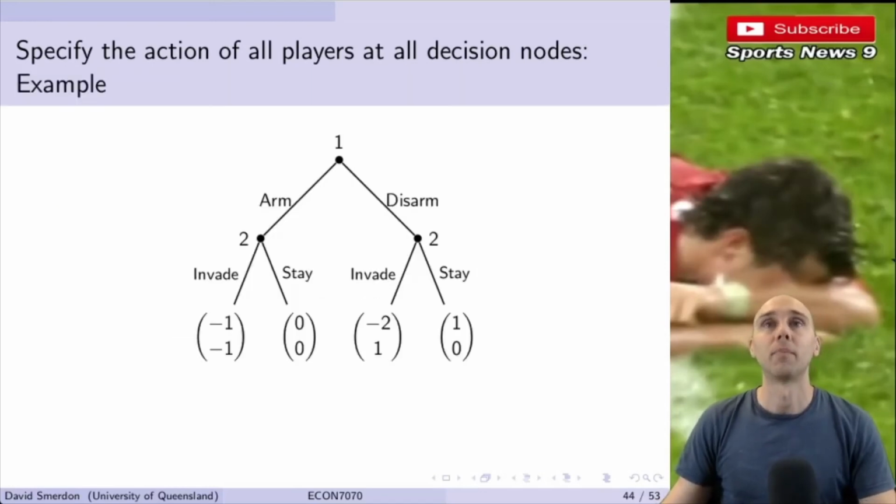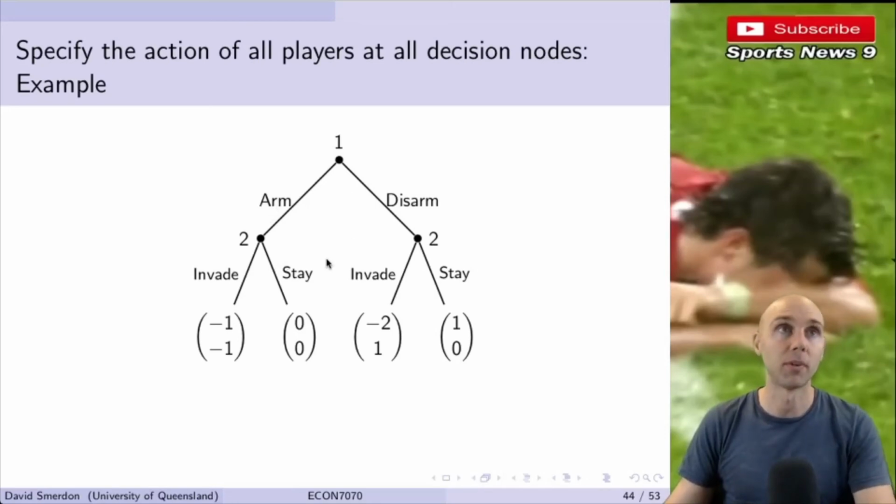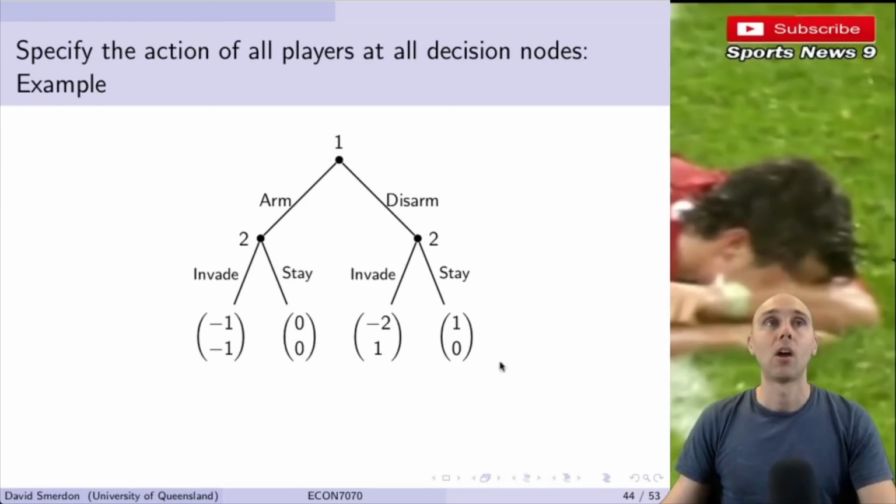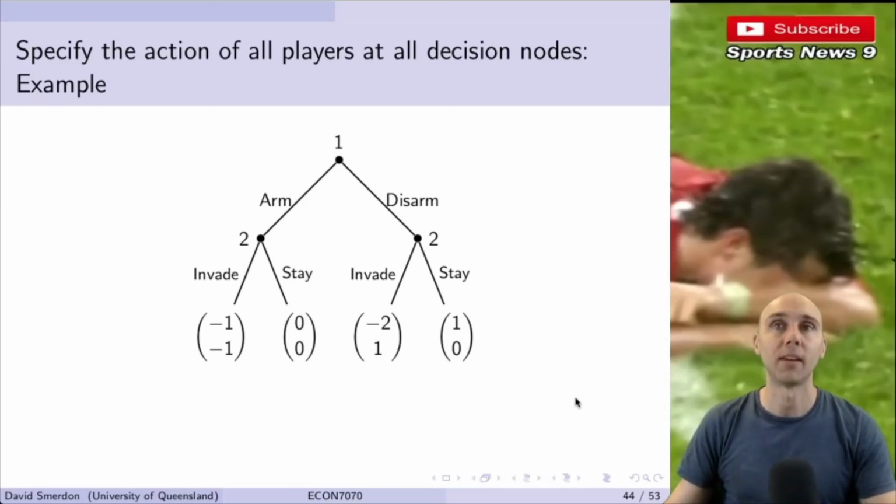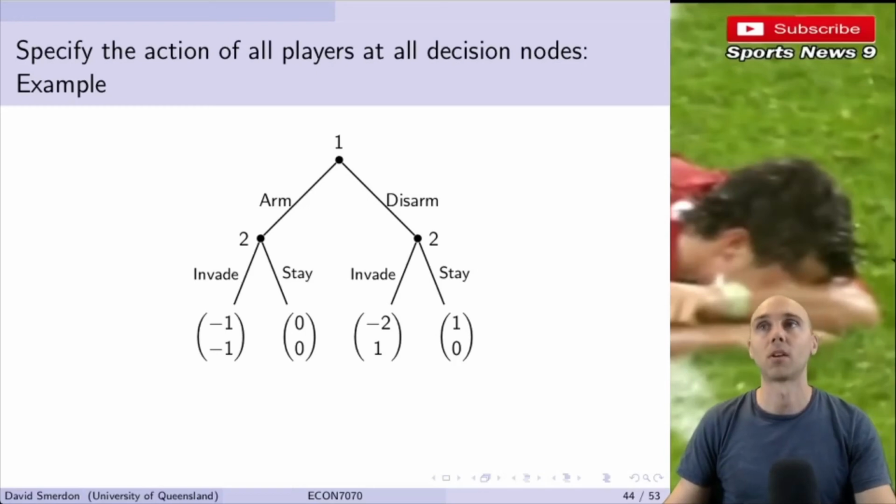For example, let's take another game tree. This is a choice between countries, one to arm themselves or disarm themselves, and the second country is choosing whether to invade or to just stay at home and not invade. I want to see whether you can work out now what the subgame perfect equilibrium is using backward induction. Pause the video now.